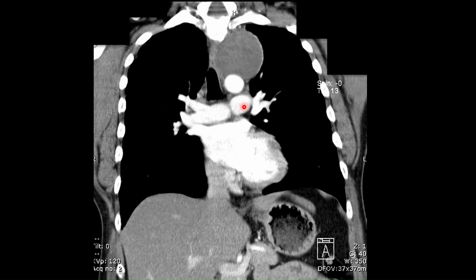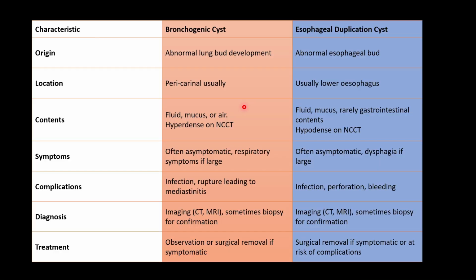However, it is important for us to differentiate between bronchogenic cysts and esophageal duplication cysts because they occur in a somewhat similar location. So here is a table differentiating between them. The important thing to consider is the location. Bronchogenic cyst classically occurs in the pericardial location, whereas esophageal duplication cyst is always closely attached to the esophagus, abutting it. And the esophageal duplication cyst appears hypodense on CT, whereas bronchogenic cyst can sometimes appear hyperdense on NCCT images.